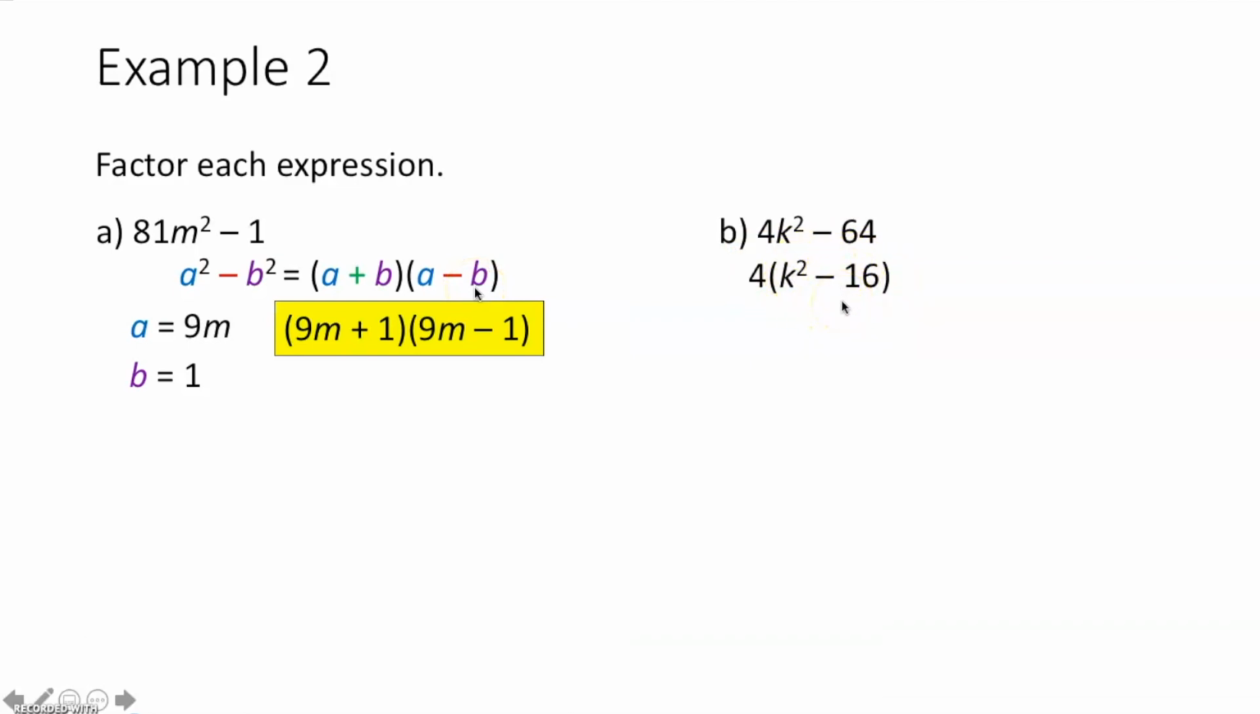That's a difference of squares, meaning that we can figure out what our a value and b value are and just plug it in here. So a looks like it's going to be k, and b, what's the square root of 16? That's 4.